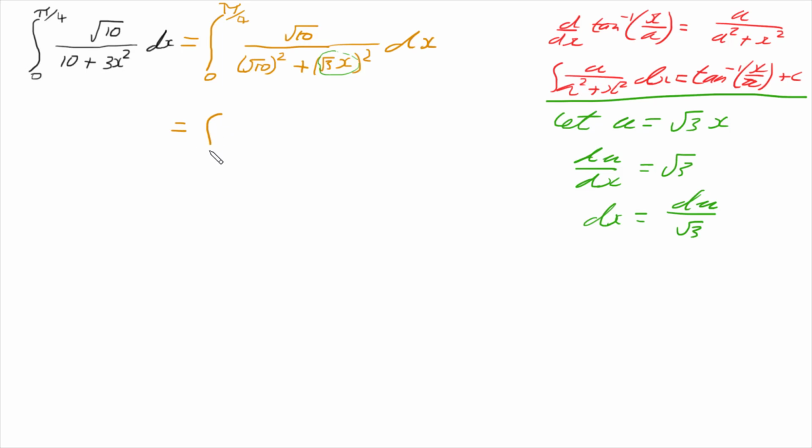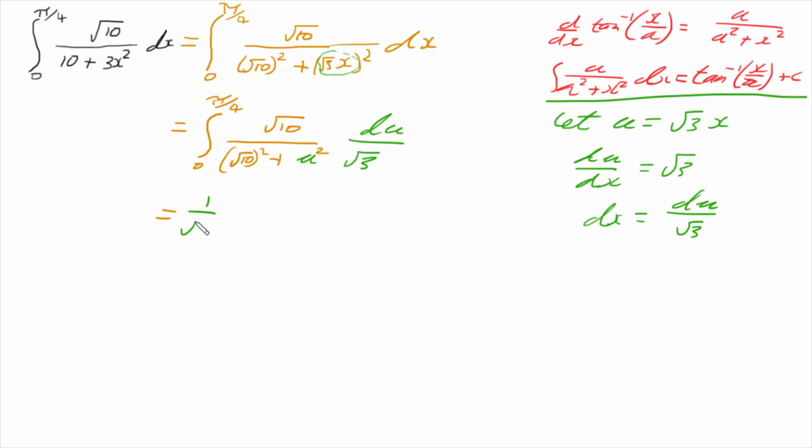So I'm going to have the integral between 0 and pi on 4 of the square root of 10 over the square root of 10 squared, plus we've replaced the square root of 3x with u, but it's still of course going to be squared, and our dx is going to be replaced with du on the square root of 3. So now this square root of 3 is kind of stuffing up our integral because we've just messed up this pattern slightly because we've now got this extra number floating in there. But that's okay, it's a constant, so we can bring that constant out the front of our integral.